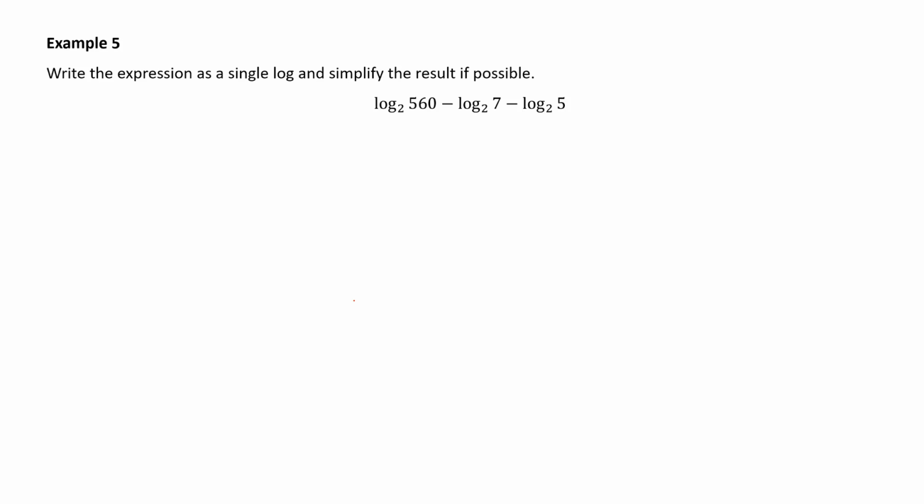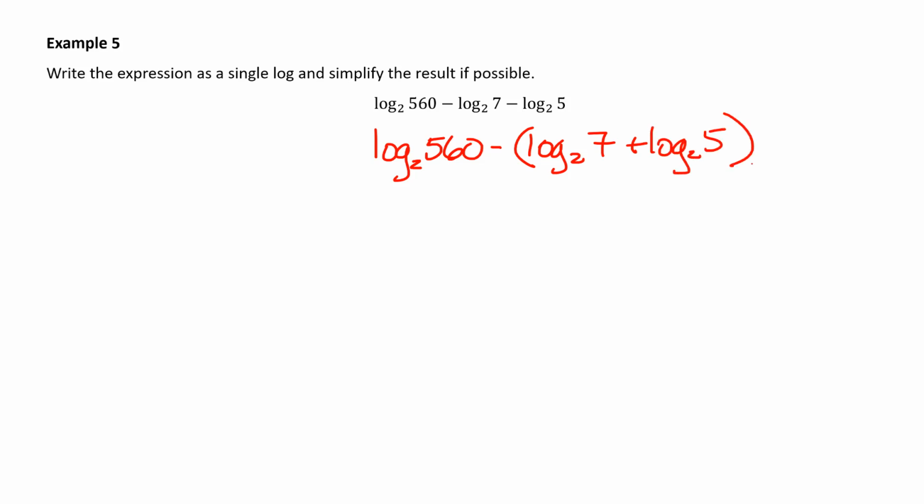All right, so you've got subtraction going on here, which means you're going to have things being divided in the argument of the log. So I'm going to rewrite this as log base 2 of 560 minus the quantity log base 2 of 7 plus log base 2 of 5. And you could do this a couple of different ways. So now I can write that sum of 2 logs as just log base 2 of 7 times 5.